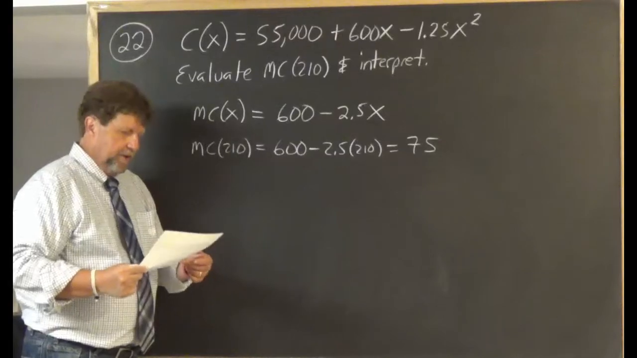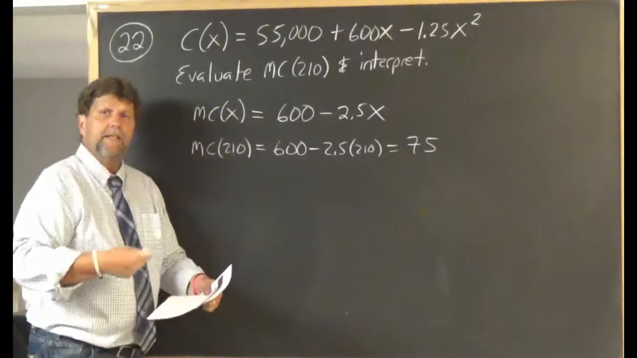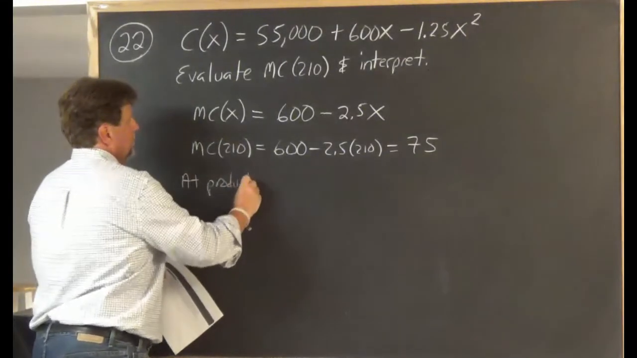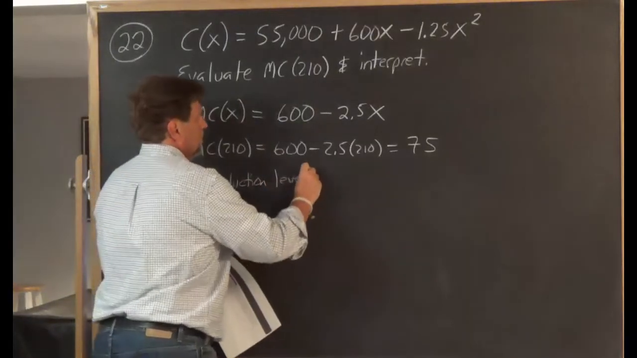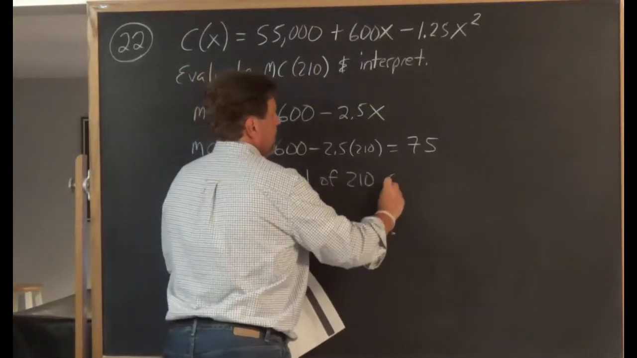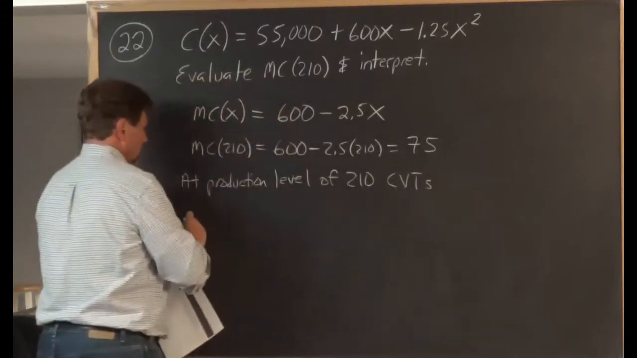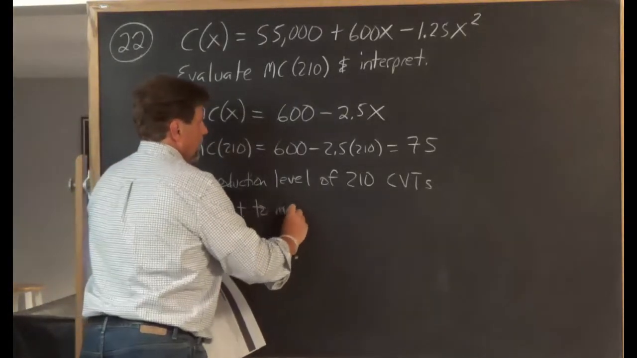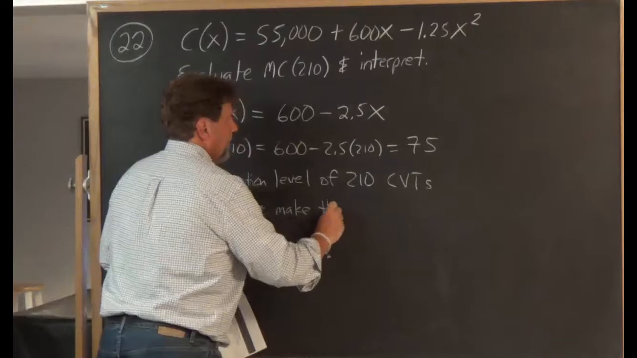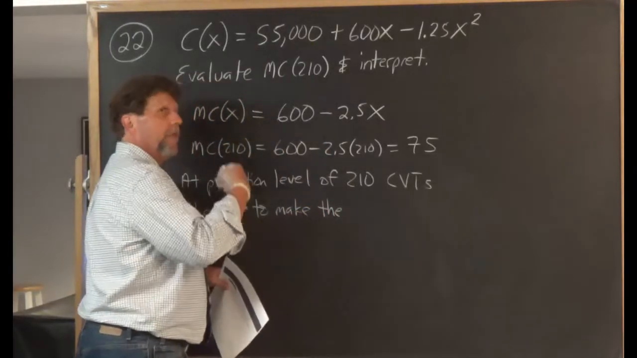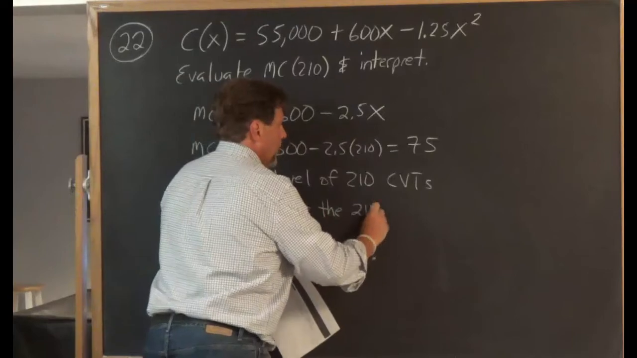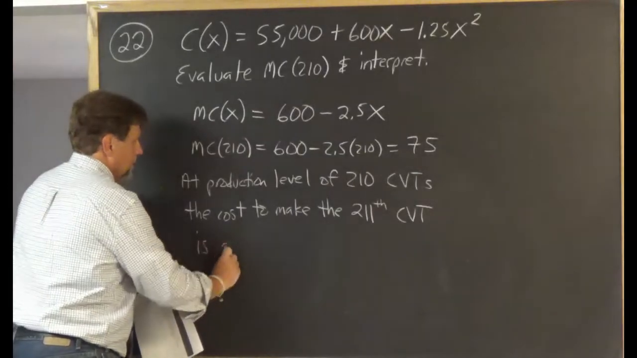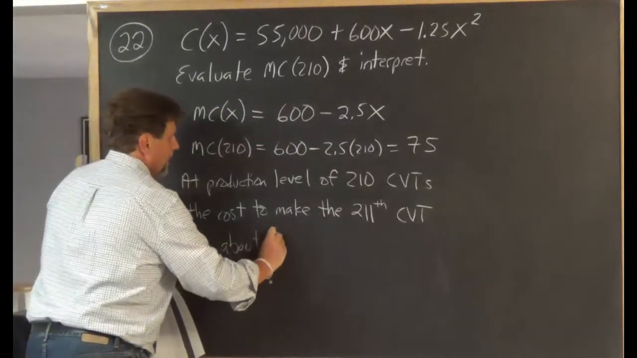So now the interpretation. So when our production level is at 210 CVTs, the cost to make the next CVT, well, the next one would be the 211th CVT, that cost is about $75.